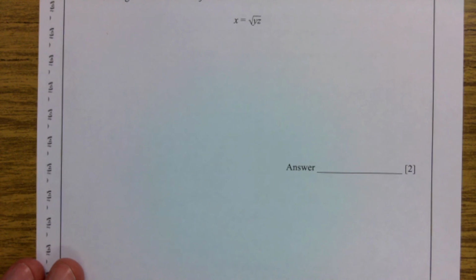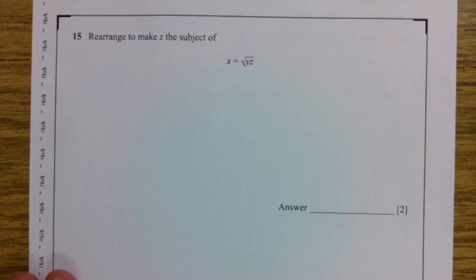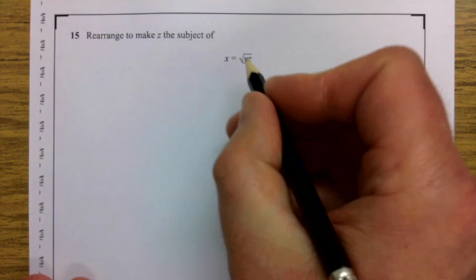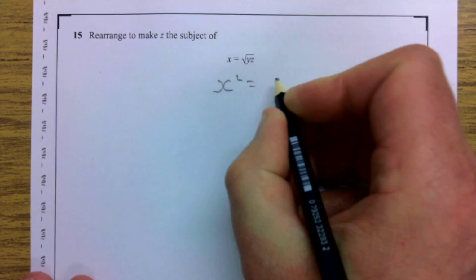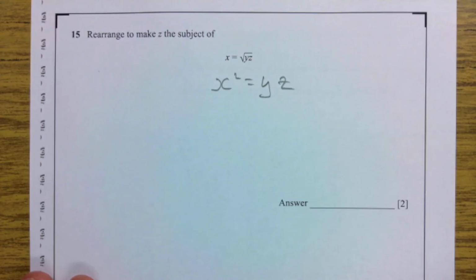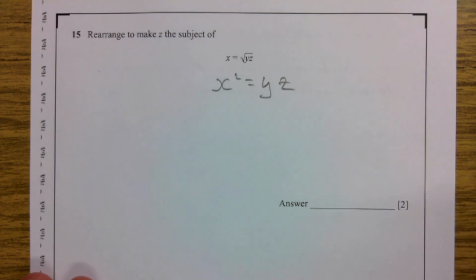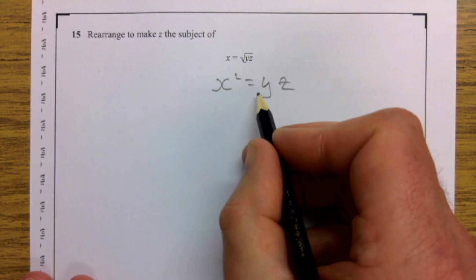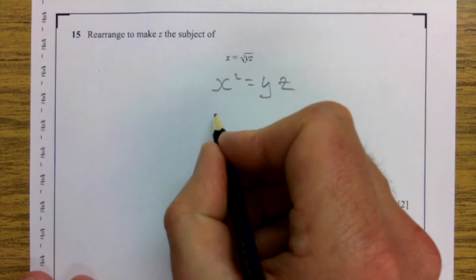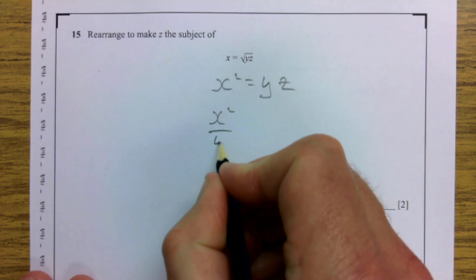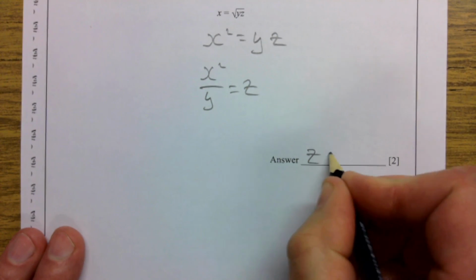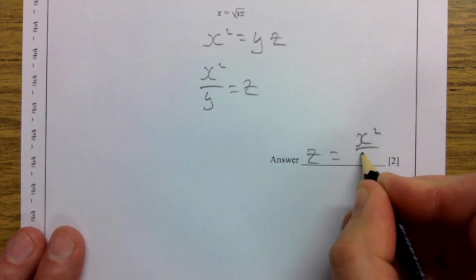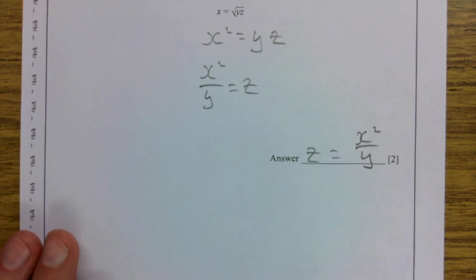Question 15 then, rearrange to make z the subject. This is a wee bit messy. We need to square this first of all, and you get x squared is yz, and then divide through by y, so it's going to be x squared over y is z, and then it's good to write it the other way around just as a final answer. z is x squared over y.